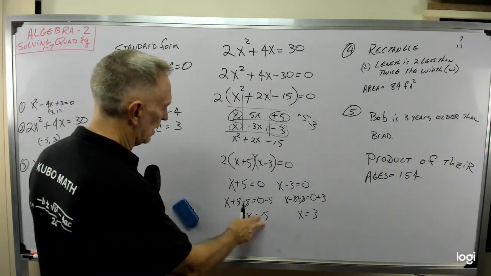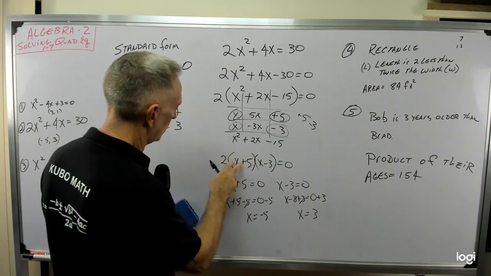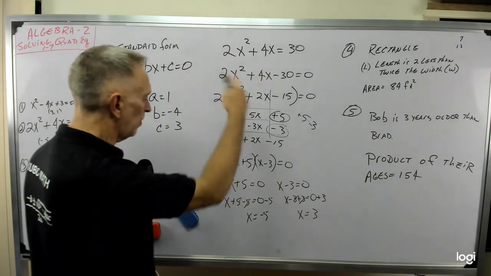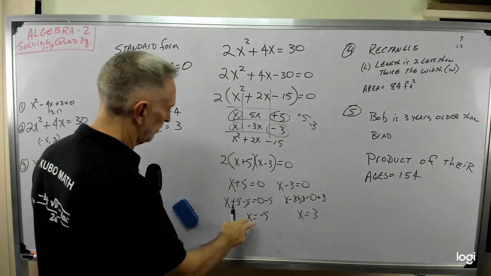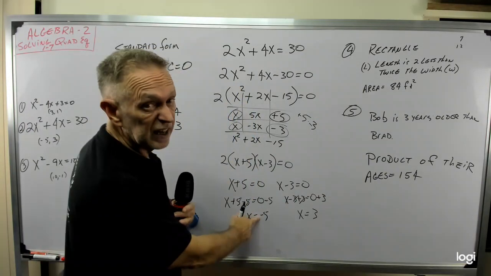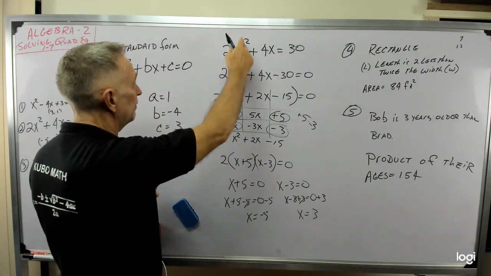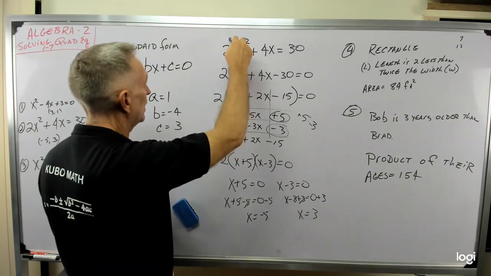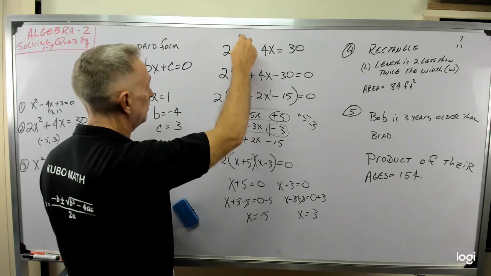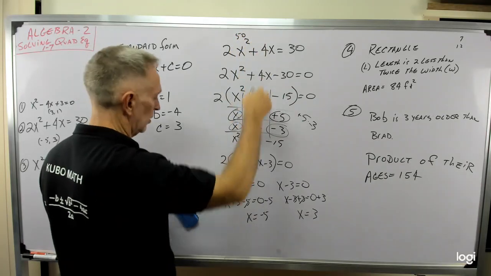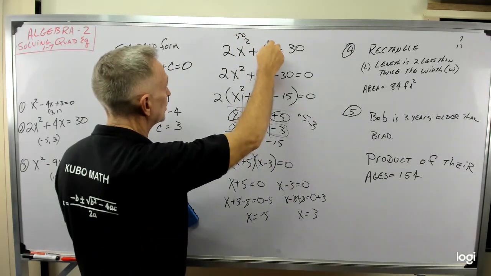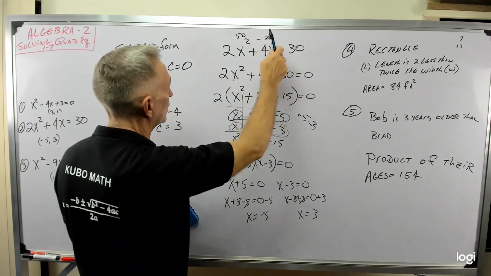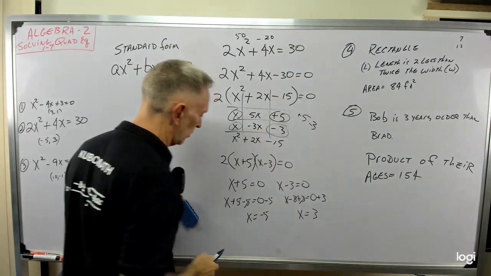So let's try this. A negative 5 plus 5 and 3 minus 3, so that works out. Let's go back to the original equation and plug in the negative 5. So negative 5 squared is 25, a positive 25. 2 times 25 is 50. Plus 4 times a negative 5 is a negative 20. 50 minus 20 is 30. So 30 equals 30. So that works.